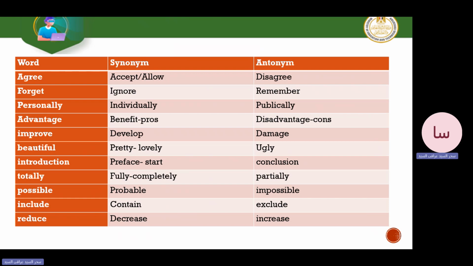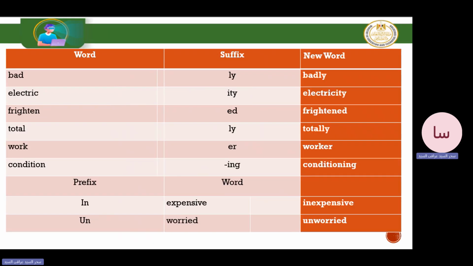Now let's move to something else. We are going to have some suffixes and prefixes. If we have the word bad, if we add ly to the adjective bad, we will have the adverb badly. Electric, by adding ity, changes into the noun electricity. Frighten as a verb, if we add ed, it becomes the adjective frightened.